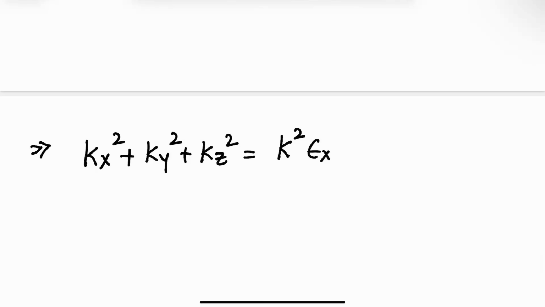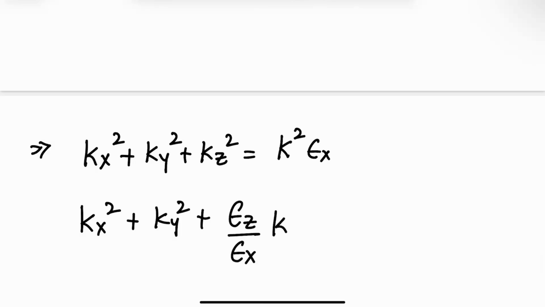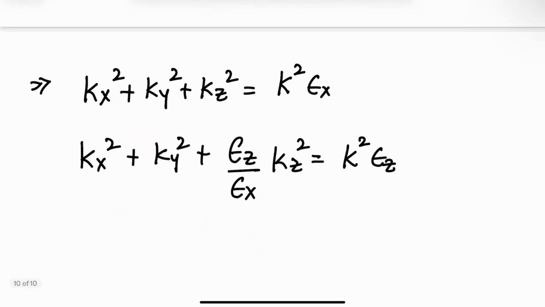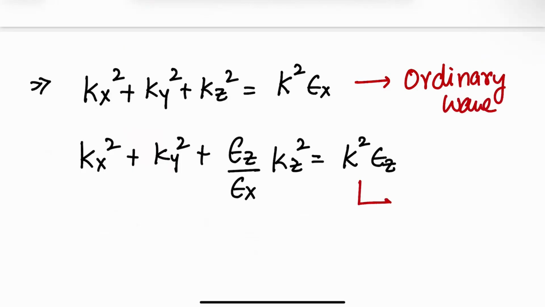So it implies that we have two solutions: kx squared plus ky squared plus kz squared equal to k squared epsilon x, and kx squared plus ky squared plus epsilon z over epsilon x kz squared equal to k squared epsilon z. Okay, so this is known as the ordinary wave, and this is known as the extraordinary wave.